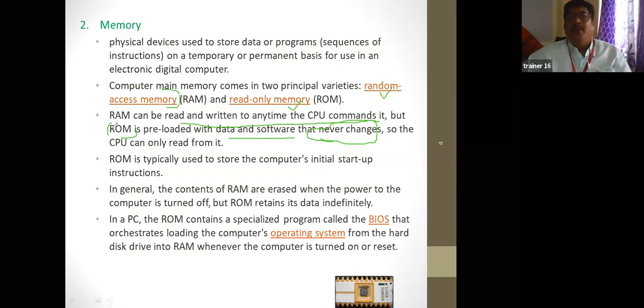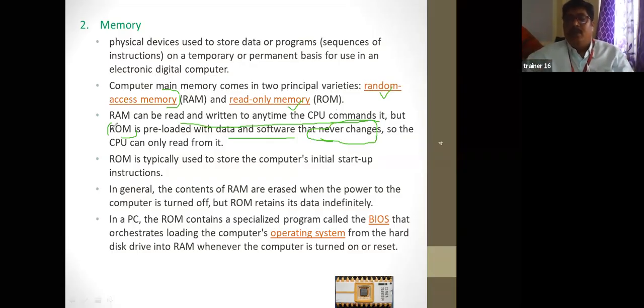Read-only memory means just the processor will read that one. It will not be written. There is no write-up. You cannot make any changes in that. Read-only memory means it only reads the data. It does not write, and write means there are changes. We cannot change the software. Am I right?